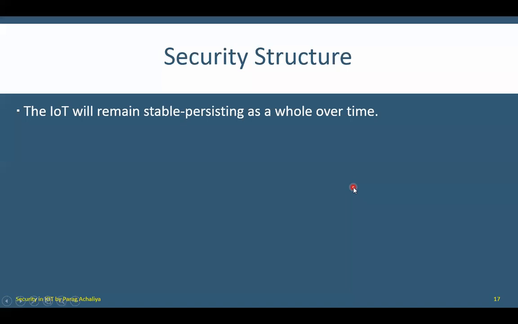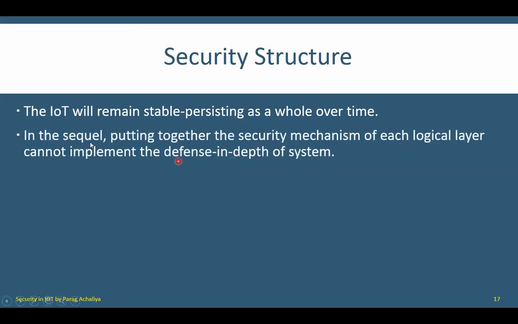Then the security structure will be focused on keeping the IoT stable, persisting as a whole over time. That means whenever we think about your IoT application, there should be a proper security structure. The IoT will remain stable and persisting as a whole over time. In the sequel, putting together the security mechanism of each logical layer cannot implement the defense in depth of the system. So whenever there is some kind of logical layer of, let's say, your communication network, there should be a proper defense system implemented in your security structure.